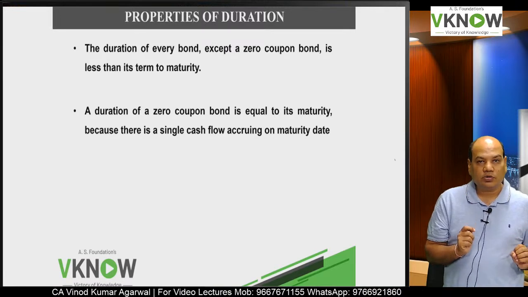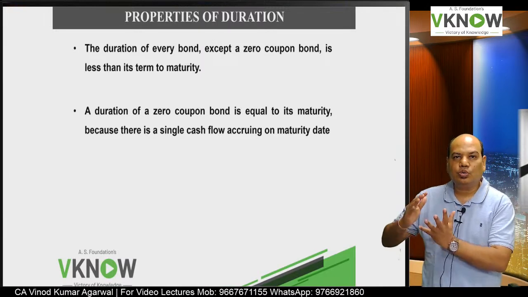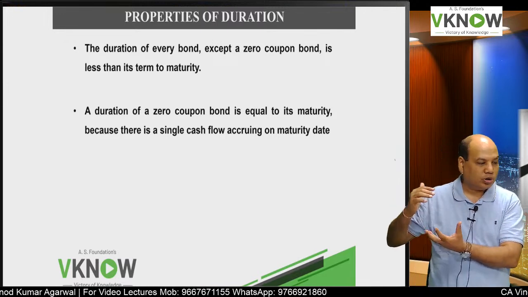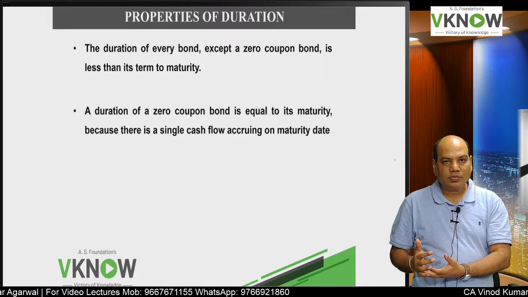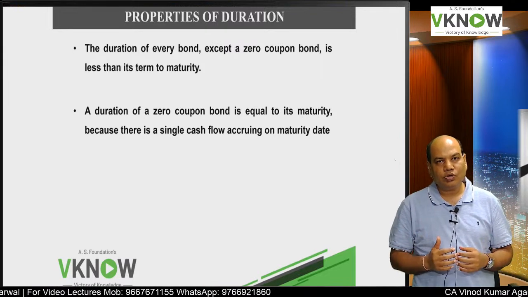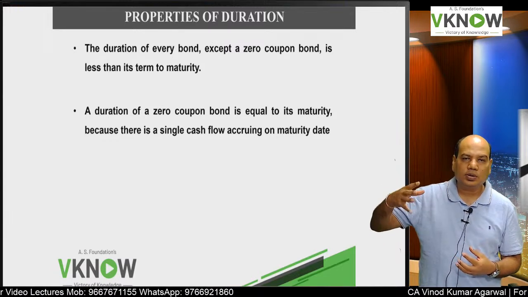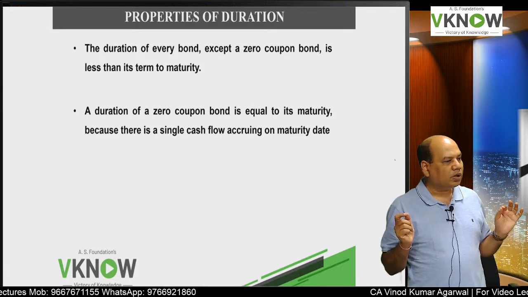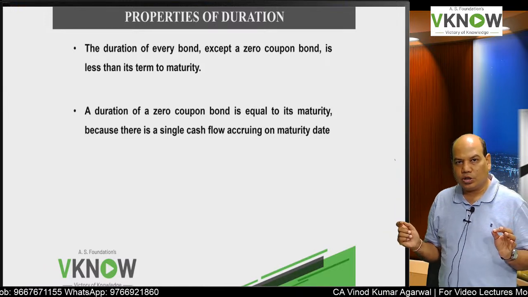Zero coupon bond does not generate cash flow. It generates only one cash flow on maturity. So whatever is the maturity of the zero coupon bond, that is the duration of a zero coupon bond, because all cash flows are received on maturity. So only in case of zero coupon bond or deep discount bond, duration is equal to maturity of the bond.